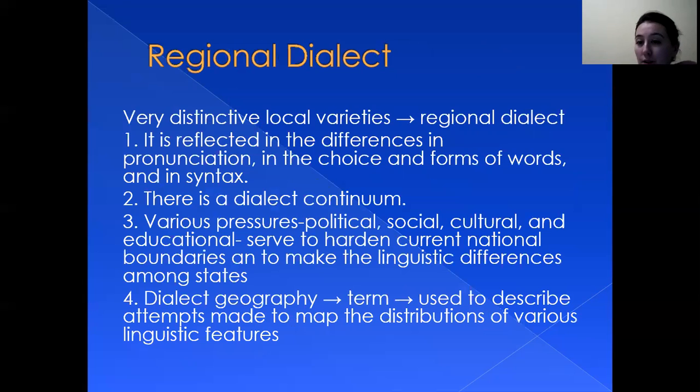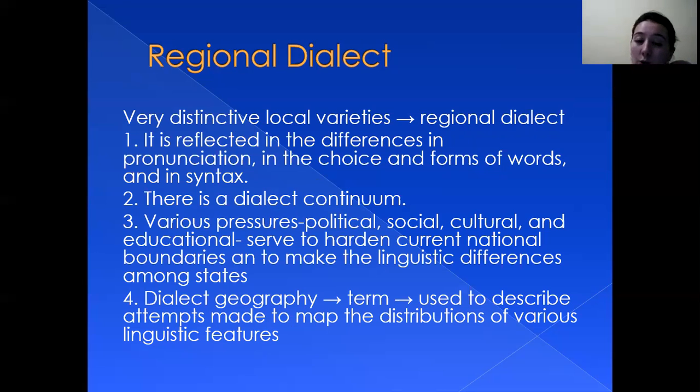So regional dialect, very distinctive local varieties. It is reflected in the differences in pronunciation, in the choice and forms of words, and in syntax. And also there is a dialect continuum. This means that dialect can be conveyed from one generation to another generation. So mothers speak in this dialect, children speak in this dialect, if they grow up by hearing this.